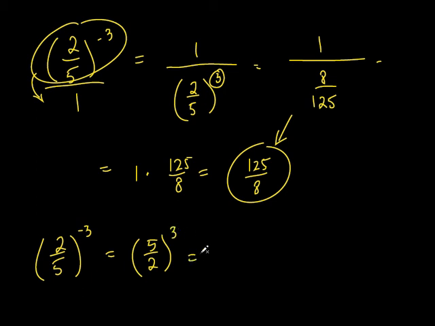And now it's really easy. Now I don't have to worry about any negative exponents. What can I do? Just cube everything in there. So that's 125 over 8. Isn't that a much better way than going through all this mess right here?